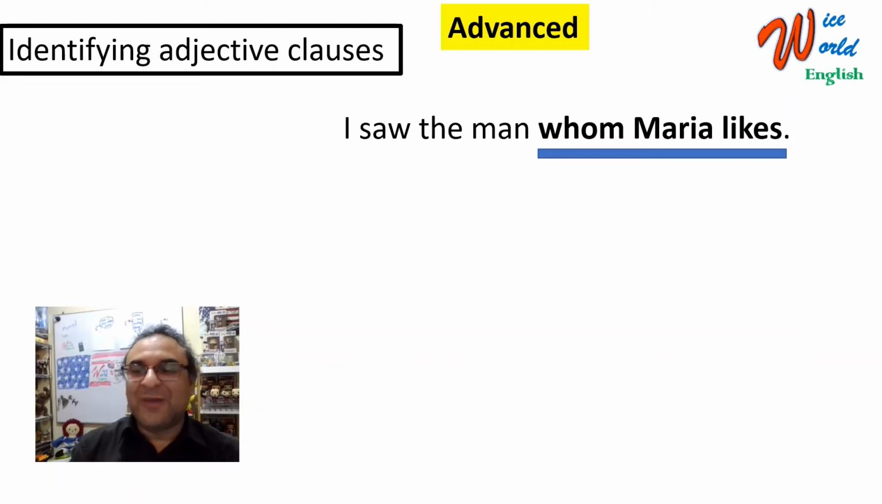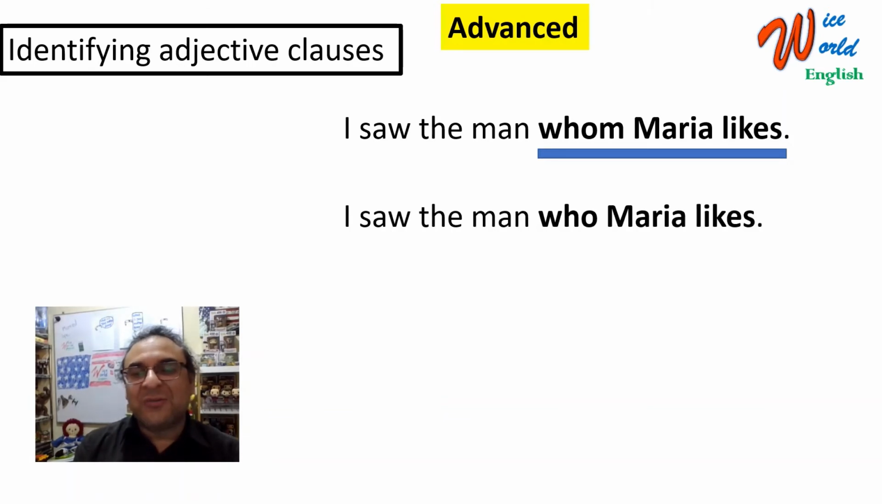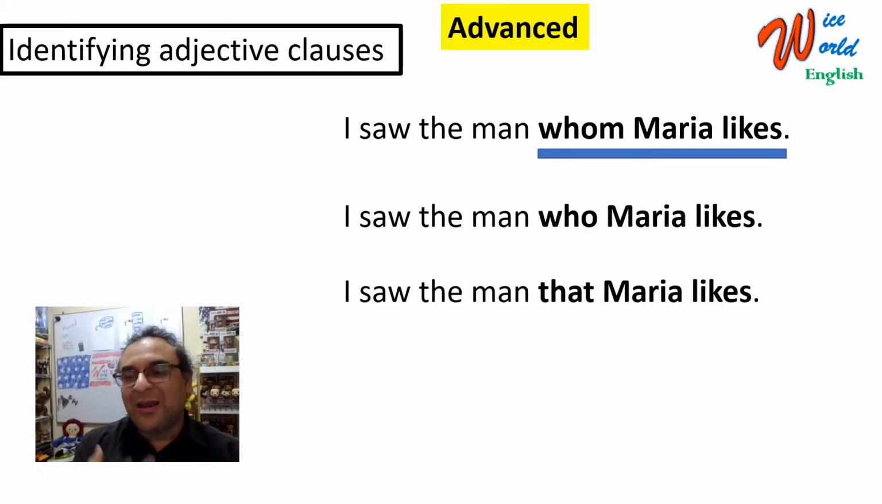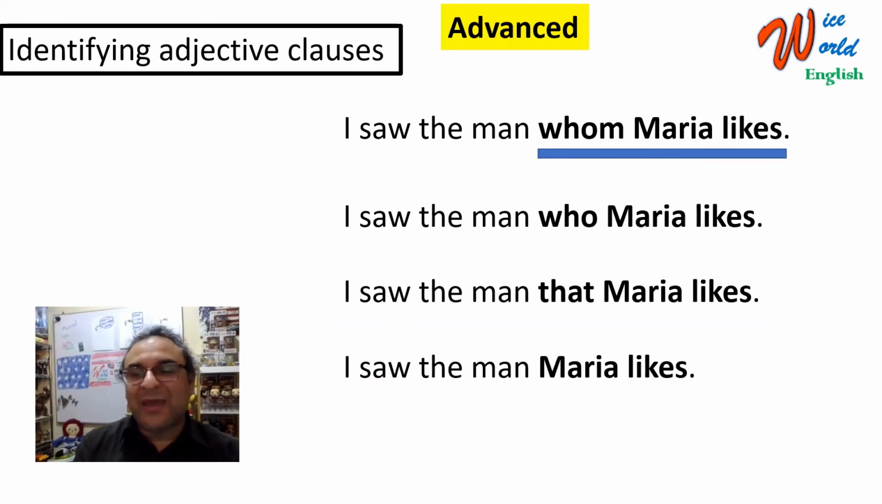Okay, I hope you have paused the video very fast. Let's see how we can make this sentence more casual. Look at how the sentence is gonna change. So instead of saying "I saw the man whom Maria likes," I can say "I saw the man who Maria likes," or "I saw the man that Maria likes," or I can even say "I saw the man Maria likes," without the relative pronoun, without the connector.